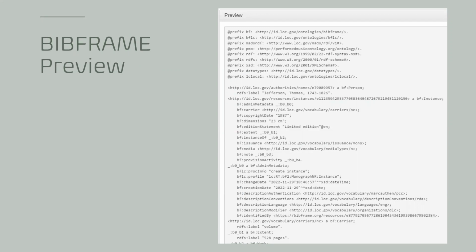So BF is for BIBFRAME, BFLC is BIBFRAME Library of Congress, MADS is Metadata Authority Description Schema, in Resource Description Framework. PMO is Performed Music Ontology. RDF is Resource Description Framework. RDFS is Resource Description Framework Schema. XSD is XML Schema Definition. Data types is the Library of Congress data types. And then LC Local is the Library of Congress local ontologies.